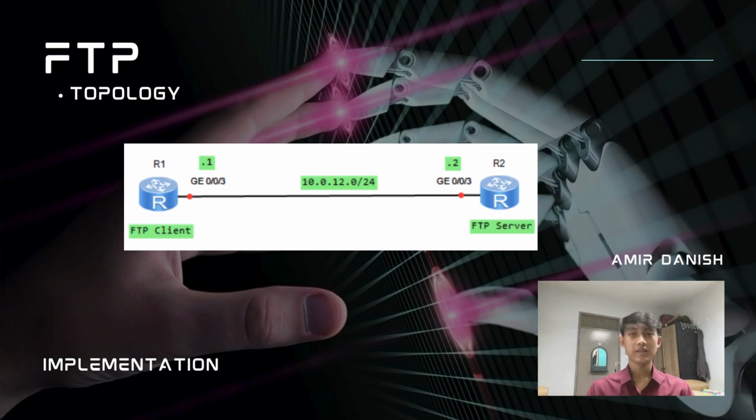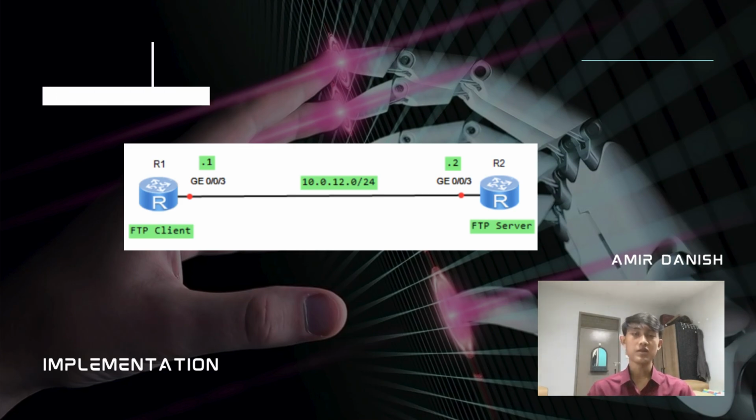Starting off the implementation with the topology. I'm using 2 routers and 1 copper cable to connect both routers. The first router will be the FTP client, while the other router will serve as the FTP server.